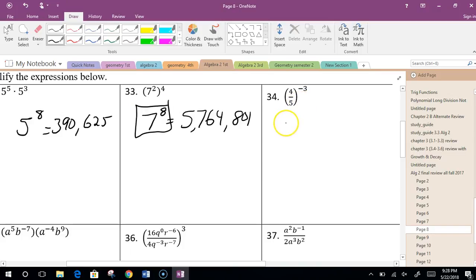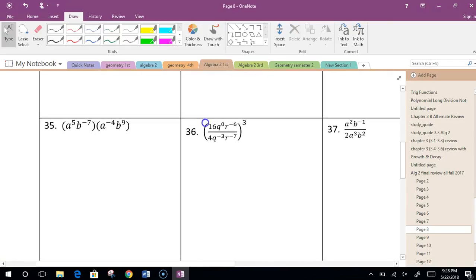For 34, we have a negative exponent, which means the first thing we need to do is flip the fraction and drop the negative, and then take the exponent and put it to both the numerator and denominator. So we would end up with 5 to the 3rd over 4 to the 3rd, and if you calculate that all the way out, you get 125 over 64.